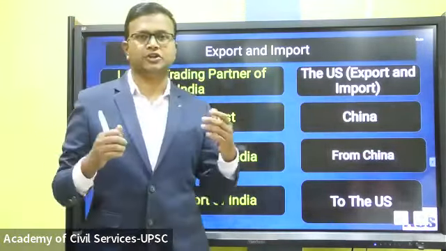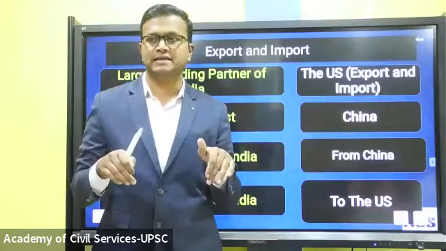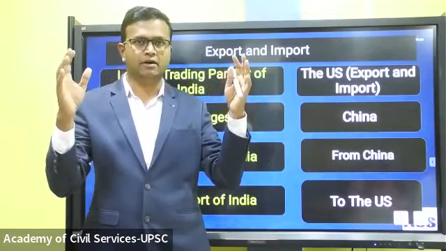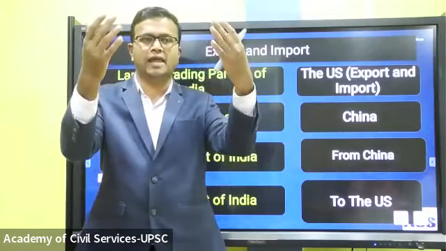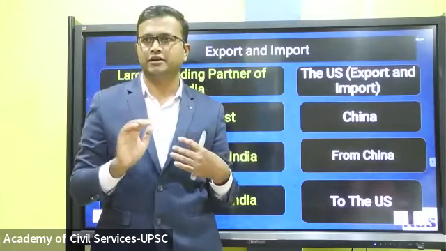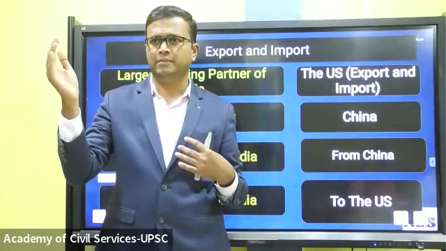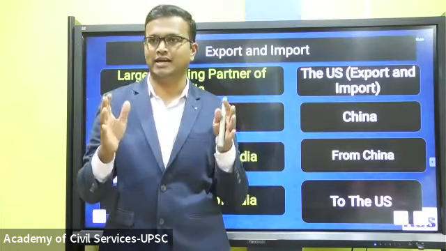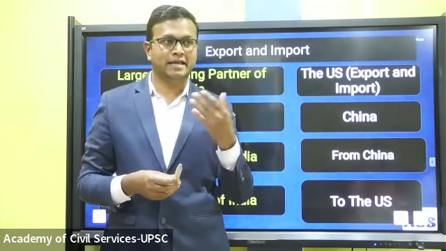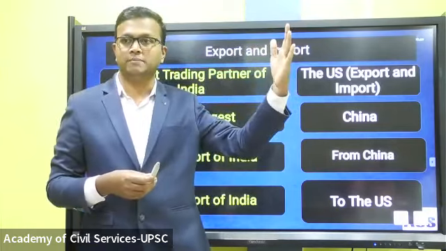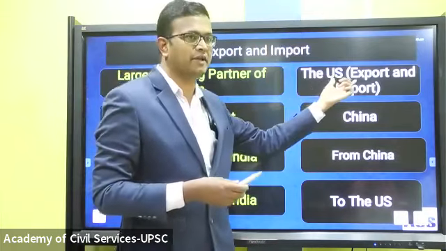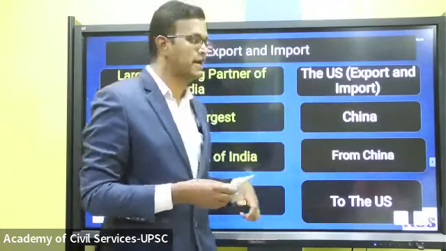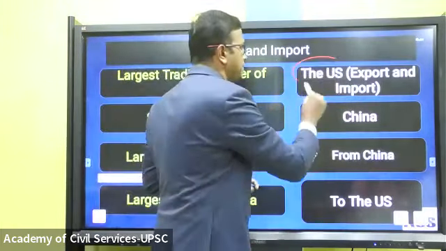The largest trading partner of India at present is the United States of America. Trading partner means we are calculating all accounts of export and import of India. From which country will we be importing maximum? China. Everybody of you will have at least one Chinese product. At the same time, to which country are we exporting maximum? To the United States of America. That is why, because of the high amount of export, the US has become the largest trading partner of India.